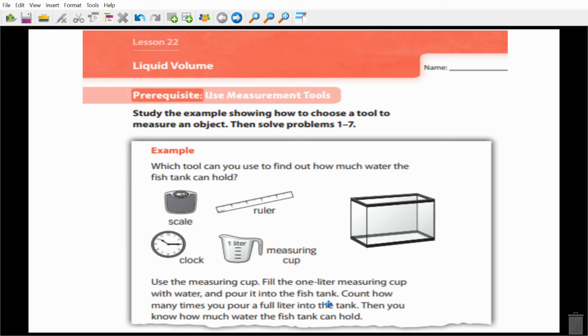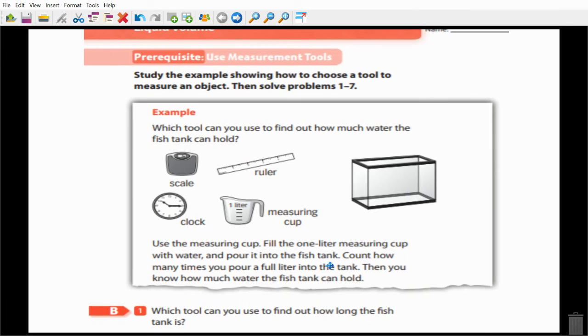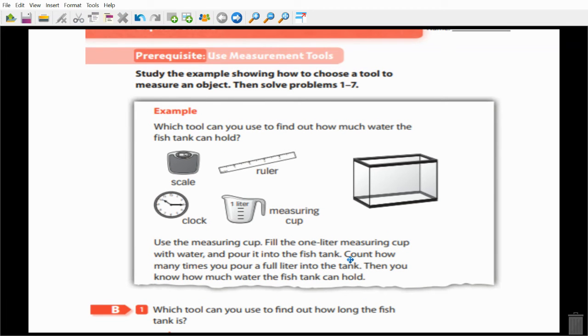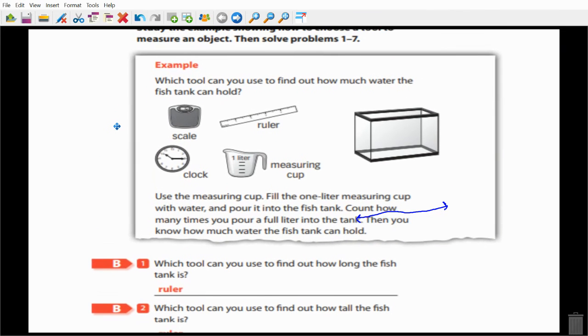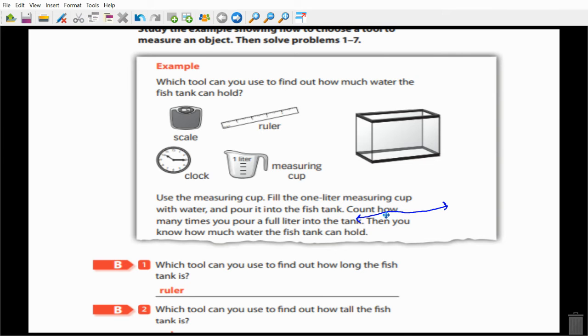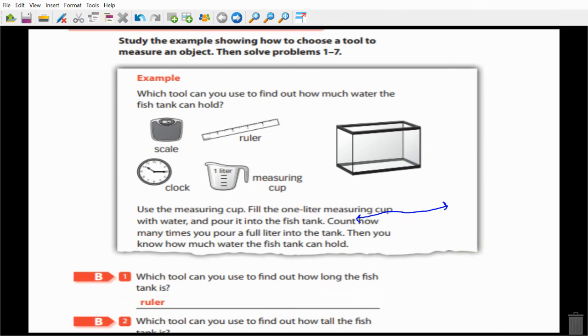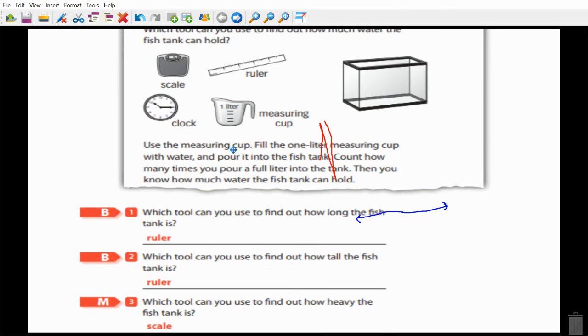So we're going to look at what different tools we use. So question 1 says, which tool can you use to find out how long the fish tank is? So when we talk about how long something is, we're talking about the length, like from here to here. And what would you use to measure that? Well, you would use, dun, dun, dun, a ruler. And to find out how tall the fish tank is, like going this way, you would also use a ruler.